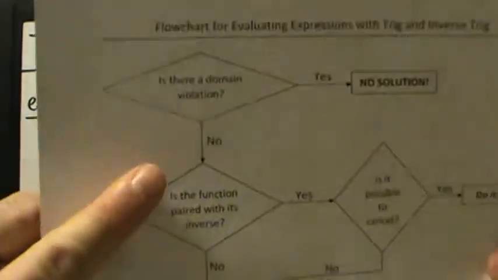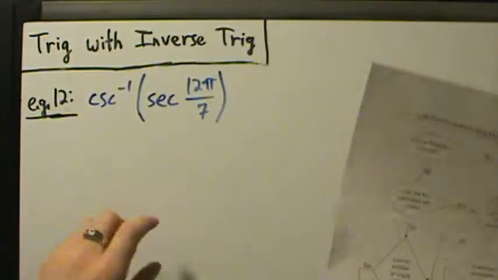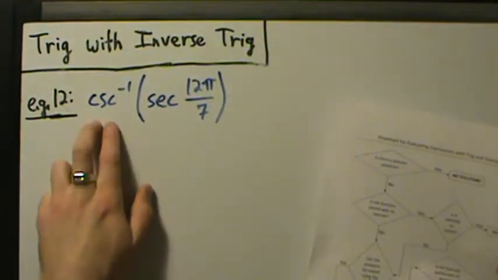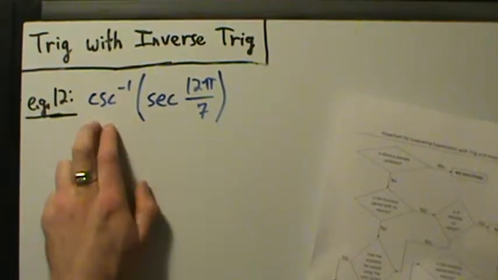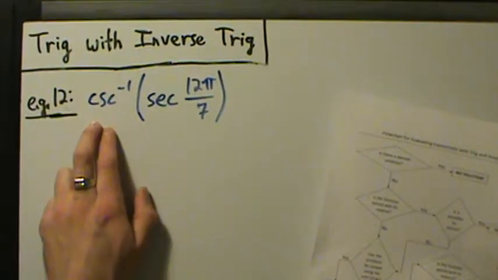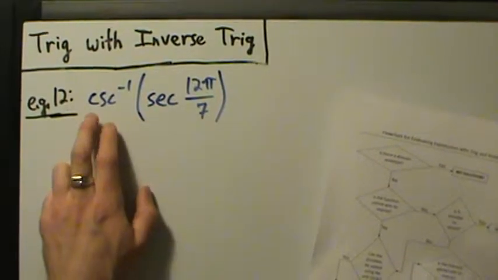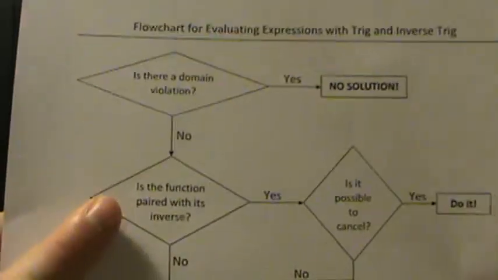No. Is the function paired with its own inverse? No, it's not, because it's inverse cosecant paired with secant. So it's not cosecant and inverse cosecant, it's not secant and inverse secant, it's secant with inverse cosecant. So is the function paired with its own inverse?